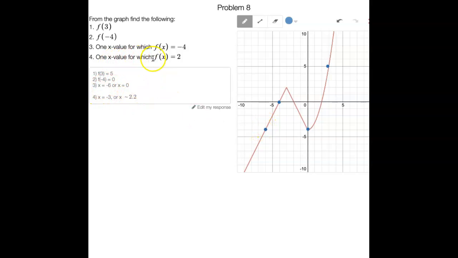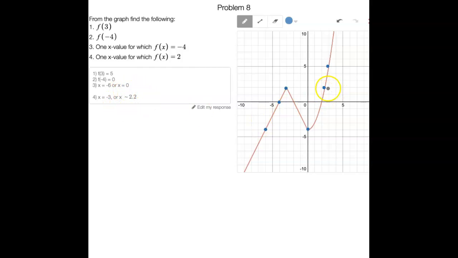And then find one x value for which f of x equals 2. So again, it's find an x value where y equals 2. So that's up to y equals 2 here. An x value where y equals 2 is right there, which is at, you can see it's at -3. And another x value where y equals 2 is here, but if you go down, it's not exactly 2, so that's why I put about 2.2. It's between 2 and 3, so I just estimated 2.2. Whatever you estimate should be fine.